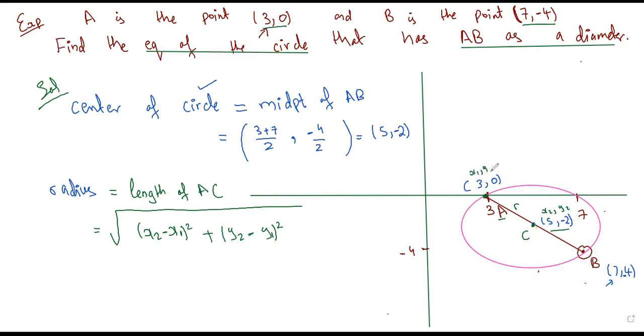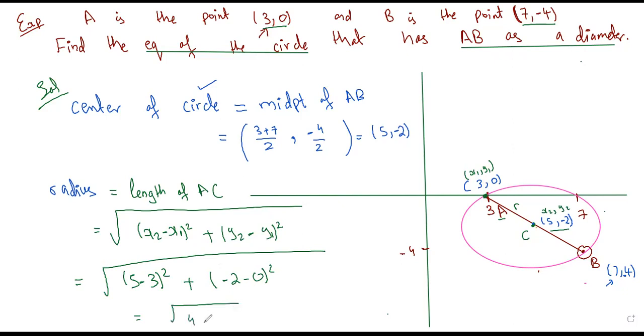So what would be the radius now? It would be under the root x2 is 5, x1 is 3 square plus -2 minus 0 square. If you're not able to understand it, don't worry. It's just a formula to find the length, okay? That is why we are using it here. So it would be 5 minus 3 is 2, 2 square is 4, plus again 2 square, that would be 4. So this is under root 8. Okay, now we have a radius, we have the center point.